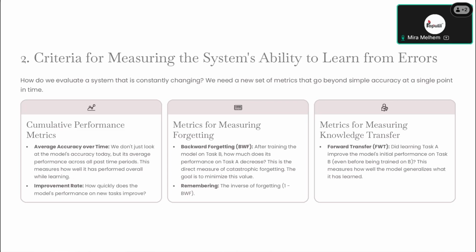The third one is metrics for measuring knowledge transfer. These show whether learning one task helps with another. So let's talk about forward transfer, which is short for FWT. This asks, does learning task A help the model perform better on task B before it has been trained on task B? If the answer is yes here, the model is demonstrating true generalization. It's not just memorizing, it's leveraging what it knows to understand new tasks even faster.